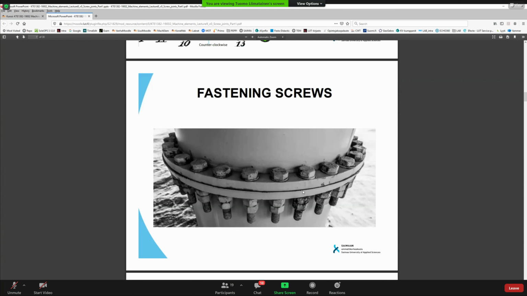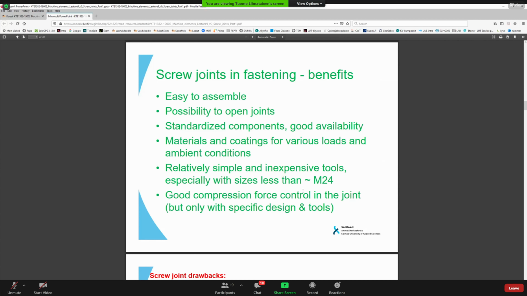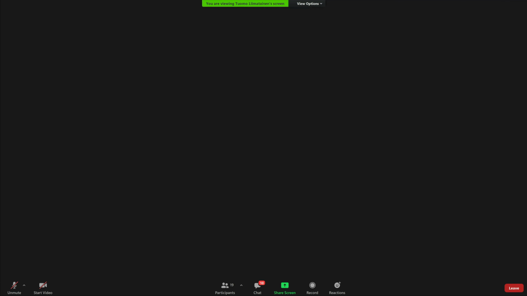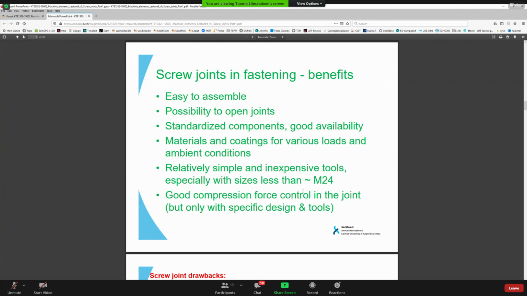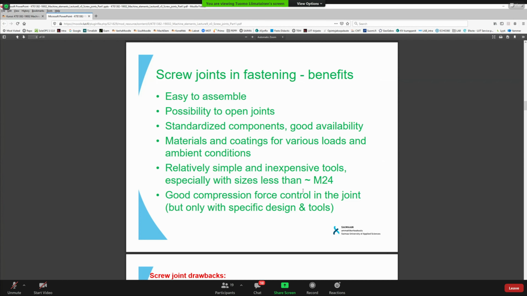Okay, then for the fastening screws. Of course, there are multiple benefits of using screws as a fastening element. It is easy to assemble and it's possible to open the joints. Components are standardized, with very good availability. There are different kinds of materials and different kinds of coatings available for various loads and ambient conditions. And one of the main benefits is that it doesn't require specific tools, especially when the sizes are fairly small, like less than M24. The tools are usually quite easy to obtain.